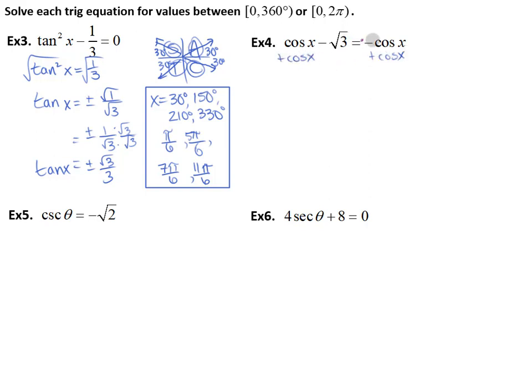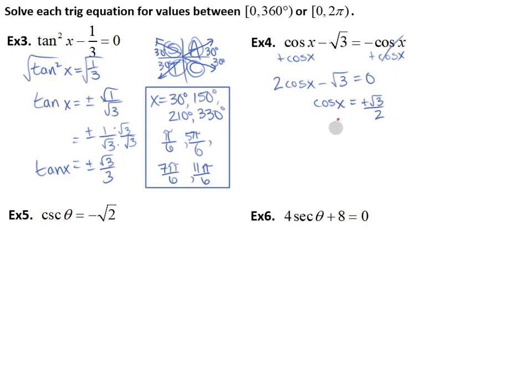So a cosine x plus another cosine x gives us 2 cosine x's, minus the square root of 3 equals 0. Okay, now that we've combined them on one side, let's isolate cosine of x. Let's add root 3 over and divide by 2. So I'm going to add it over, which gives me a positive root 3. And then we're going to divide that 2 away. So positive root 3 over 2.